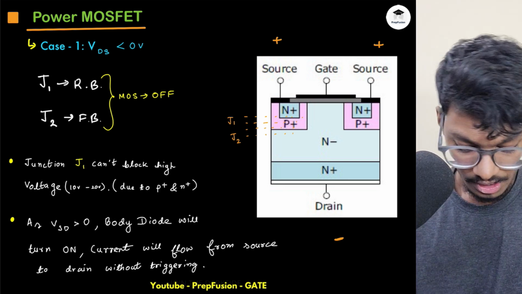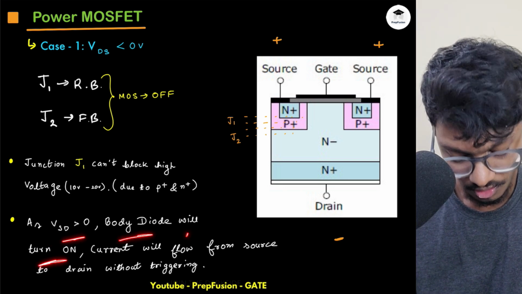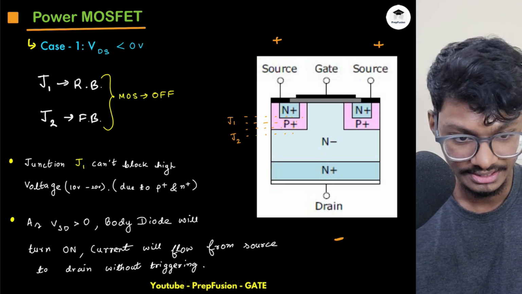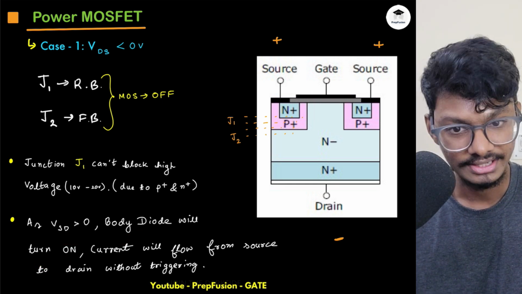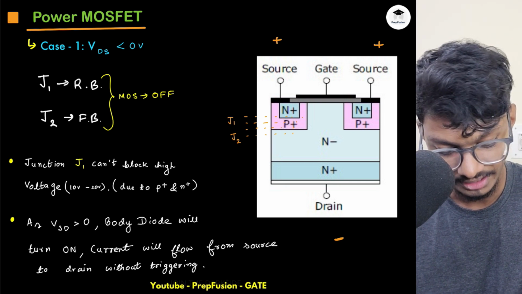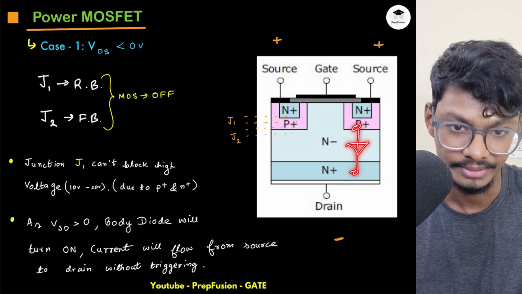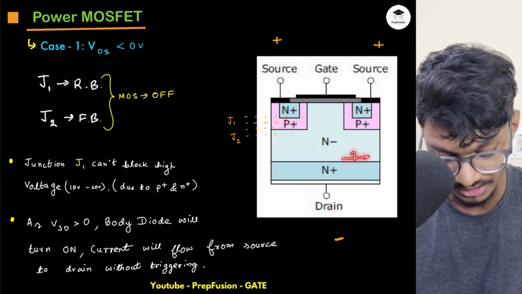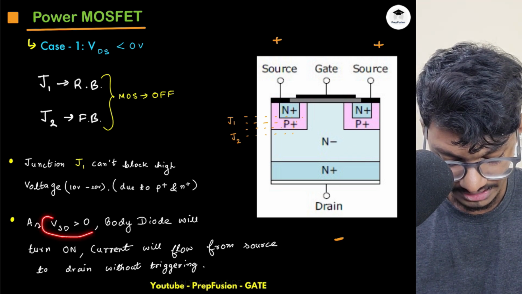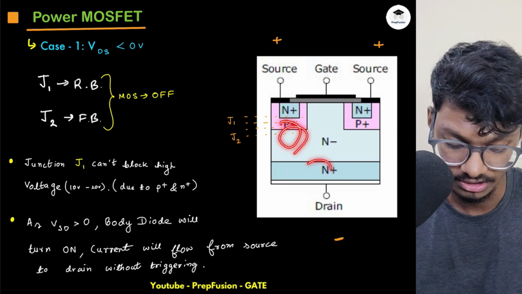Now as VSD is greater than 0, the body diode will turn on. What is happening is that there is a body diode in the MOSFET that I will explain in the next slide. That diode is formed between this P plus and this N plus. Now VSD is greater than 0, so VDS is less than 0, but VSD is greater than 0. So this junction is forward biased, right?